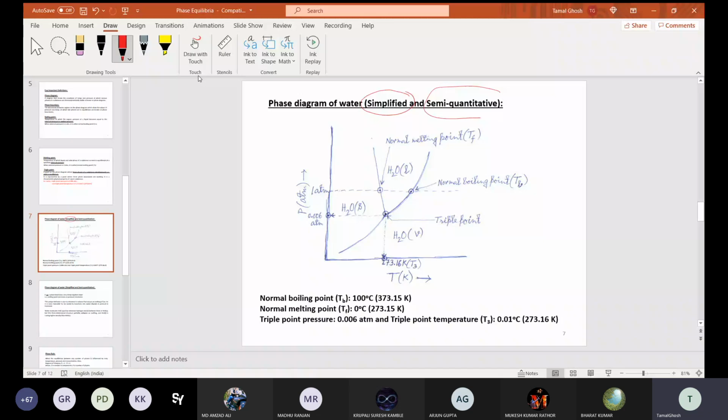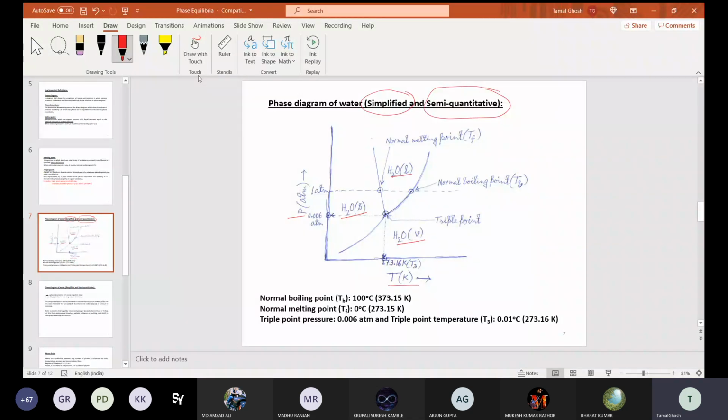So first is regarding the phase diagram. The x-axis is your temperature, the y-axis is your pressure, and the phases are shown by the corresponding names. So this is your water solid, that is your ice. This is water liquid and the water vapor.